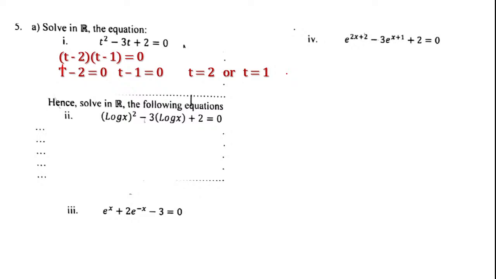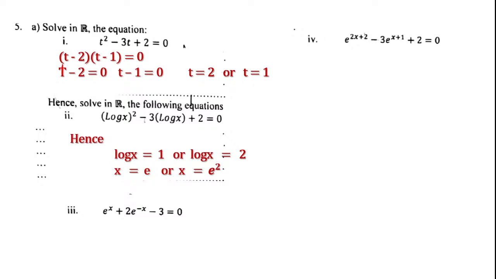Okay, now for the sub 2, solve in R the following equations. Since you already have the value of this first equation, if you look at it very well, this second equation is just the same thing. They have replaced t by log x. You say hence. Hence means we must use the previous answer that we had. So from here, our log x should be equal to t. So log x will be equal to 1, or log x equals 2.